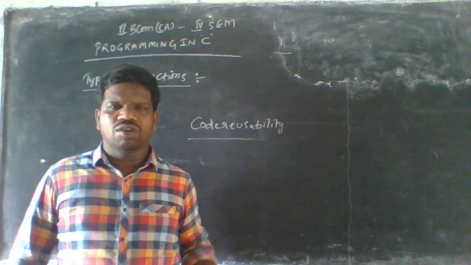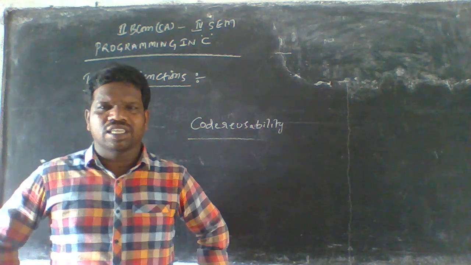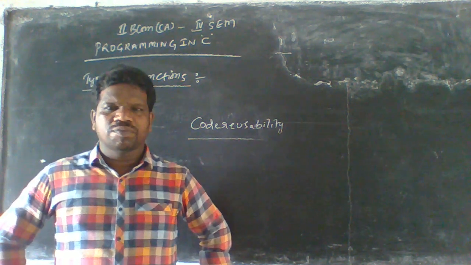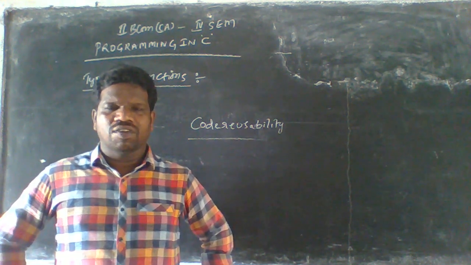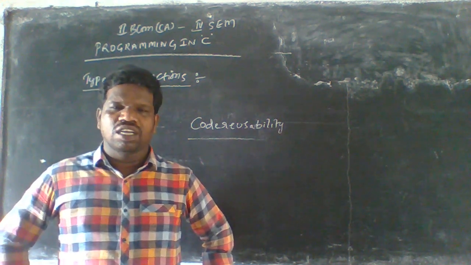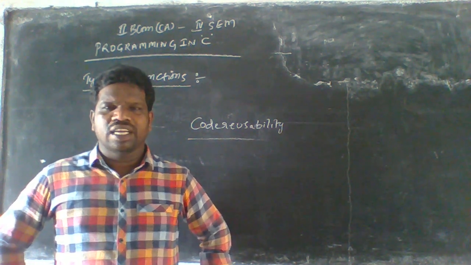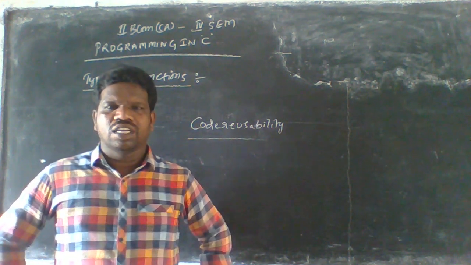By using code reusability, the program size automatically decreases, so we can save memory space. Whenever the memory is decreased, the program length is also decreased. Whenever the program length is decreased, the execution time is also decreased.